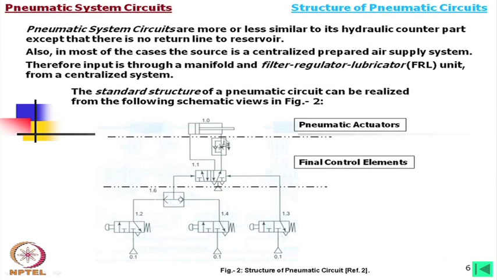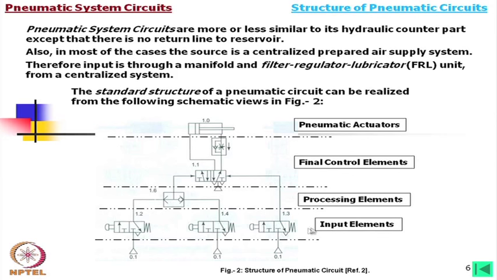Next, before entering this actuator, we have some control units, which we should call final control elements. Before that, there are processing elements. Here only a shuttle valve is shown as a processing element, but it may not be a shuttle valve; it may be a regulator, pressure reducing valve, pressure control valve, or a flow control valve, etcetera. Any special control required for such operation will come here, and processing elements may have some general control valves.